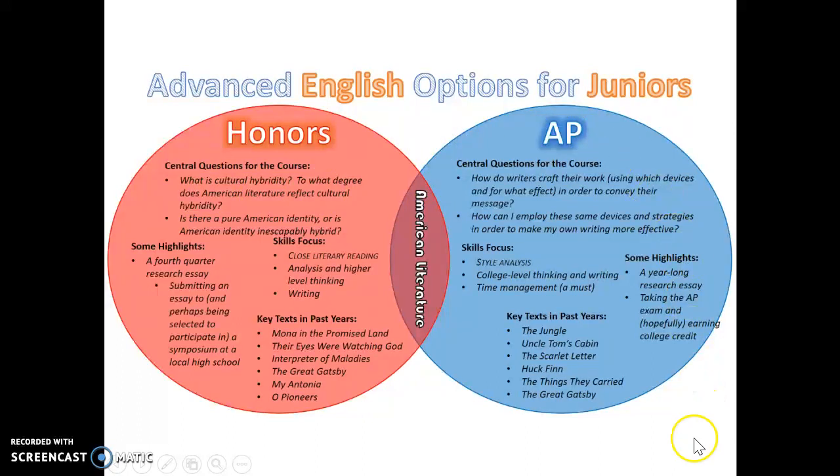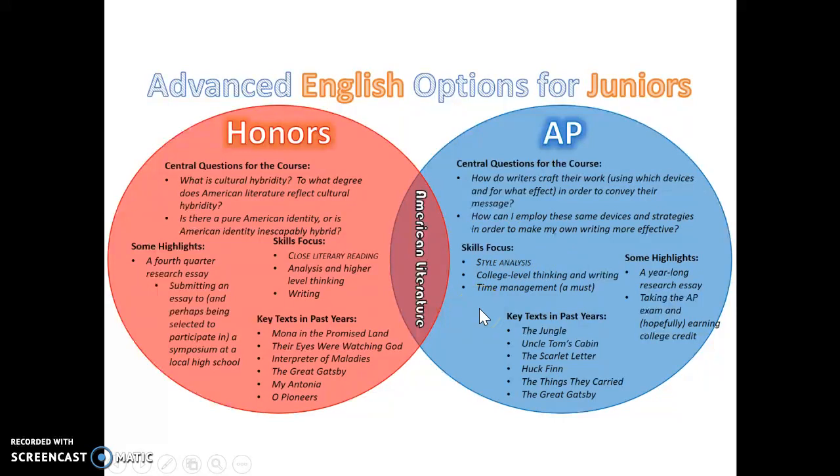Whereas AP is a little bit different. So AP is going to be a focus on style analysis. So you're really going to be focusing more on the role of the writer and the writer's craft and how the writer uses craft in order to convey his or her message. So it's really looking more at the use of language and rhetoric and things in order to communicate a message. So again, if you look here, it talks about style analysis is more of the focus.